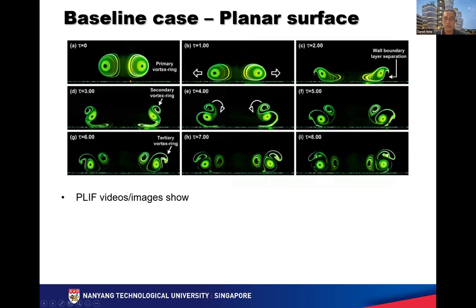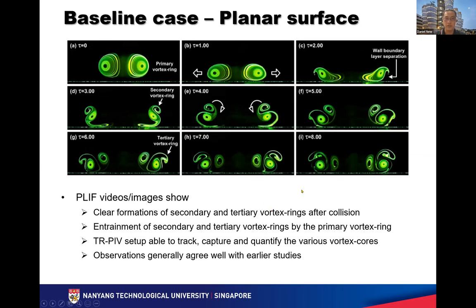If we inspect the image captures taken from the videos, they show very clear formations of secondary and tertiary vortex rings after the collision. The primary vortex ring entrains both the secondary and the tertiary vortices. So it compares very well with earlier studies. We are confident that our flow visualizations and time-resolved PIV setup were able to capture all this flow behavior satisfactorily.